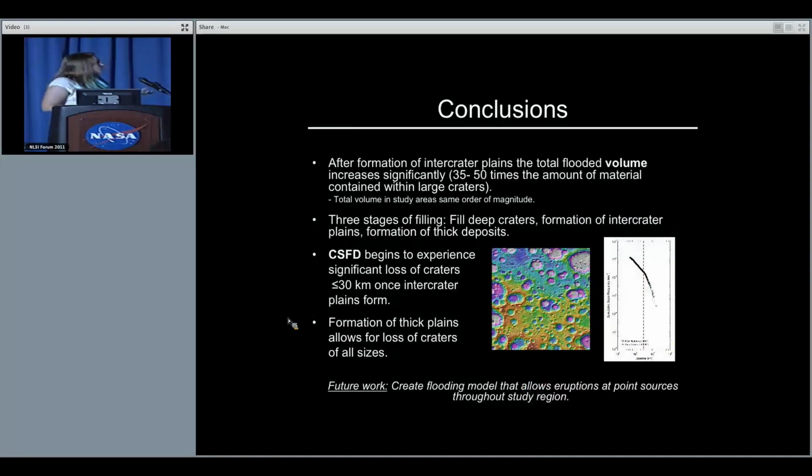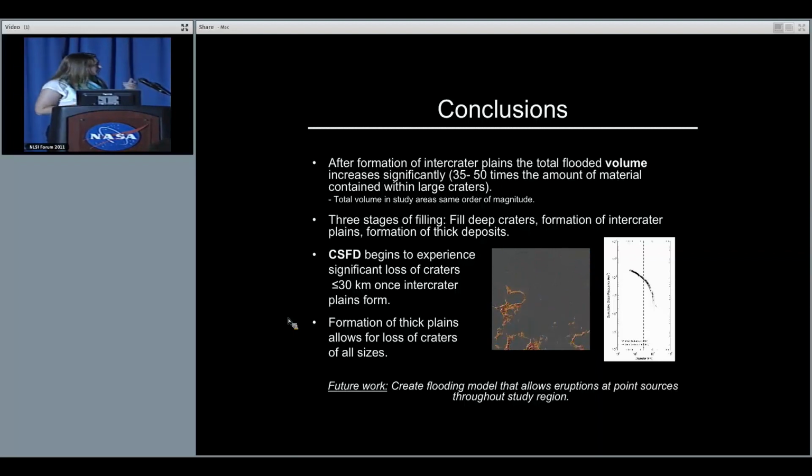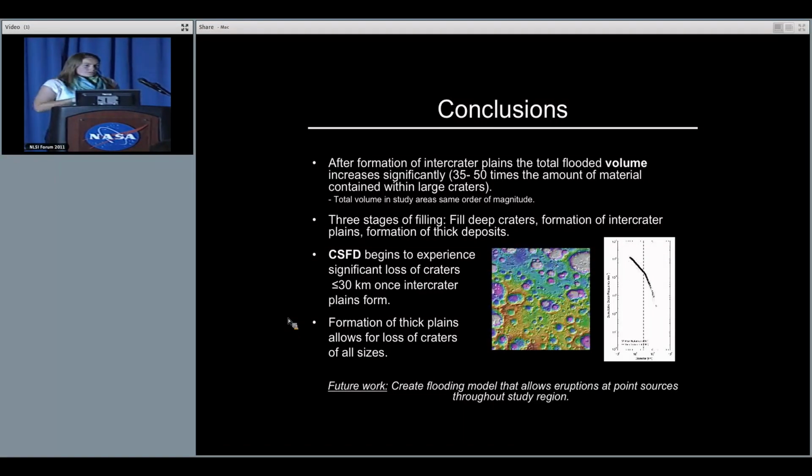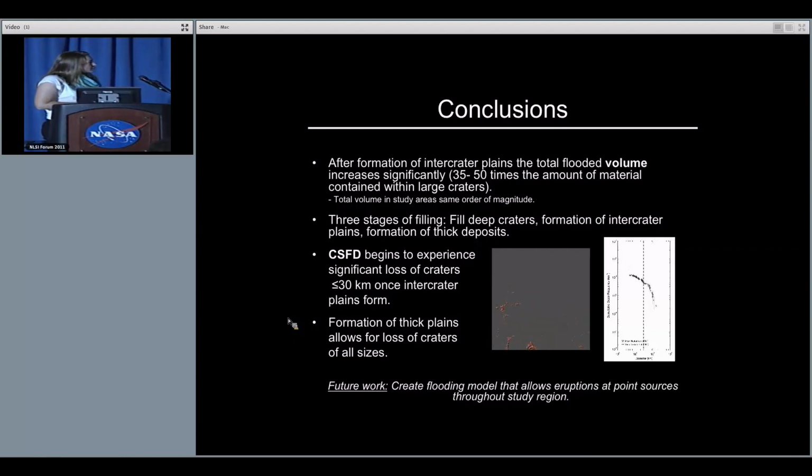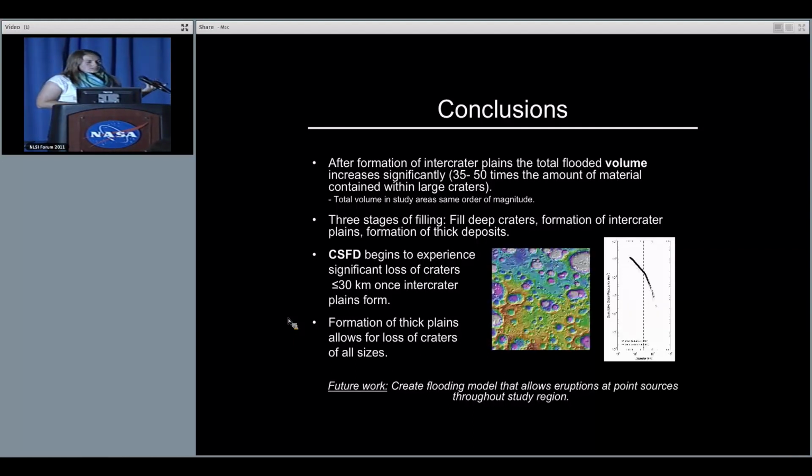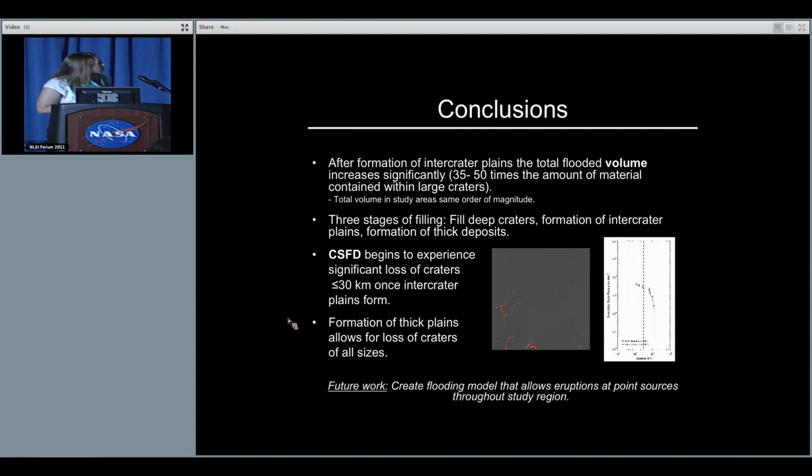So in conclusion, we have the formation of intercrater plains where you have an initial small change in volume, and then once these plains form, all of a sudden volumes increase significantly with each flooding interval. There are 3 stages: the deep craters filling, the formation of these intercrater plains, and the formation of thick deposits. The crater size frequency distributions begin to experience significant loss of craters less than 30 kilometers in diameter once these intercrater plains form, and I've marked right around 30 kilometers in diameter here to give you a sense for what I'm talking about there.